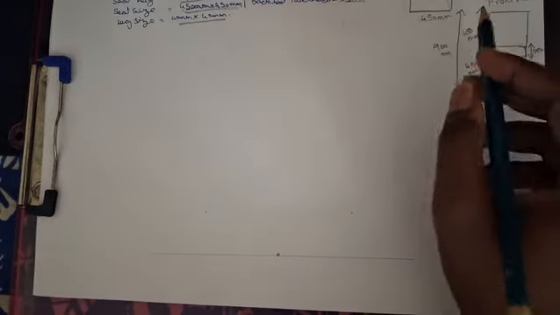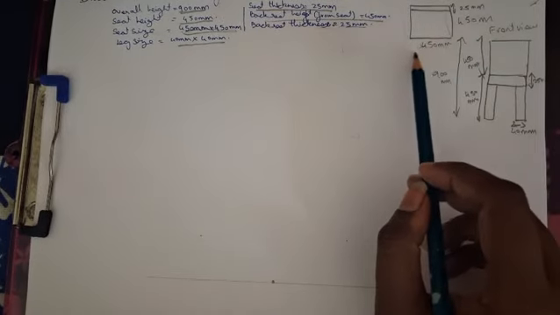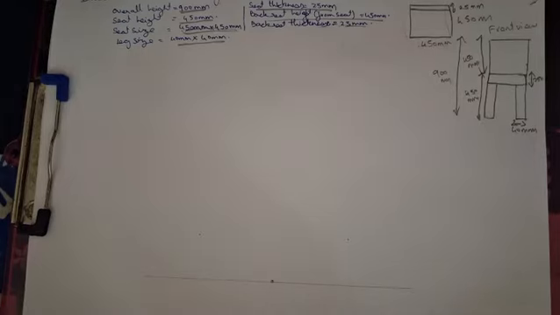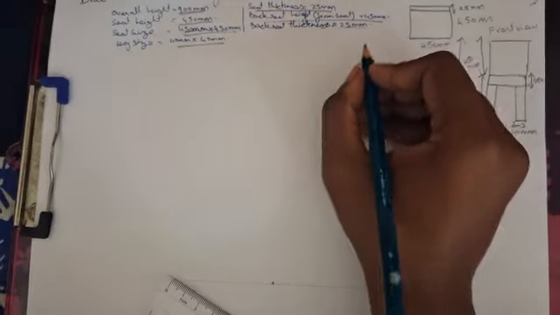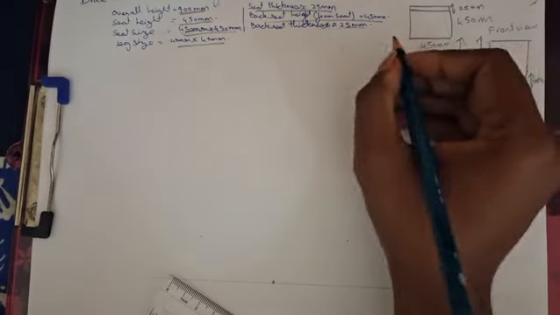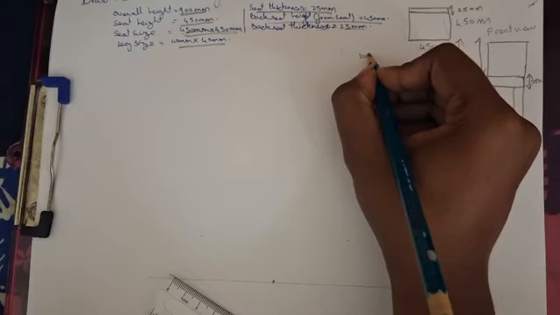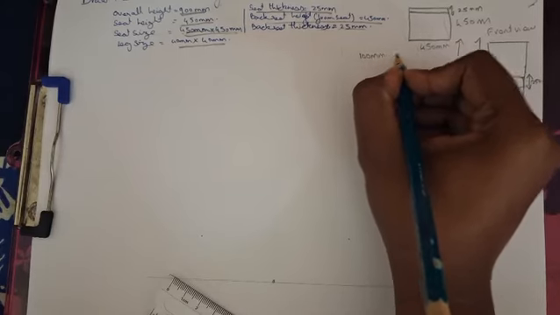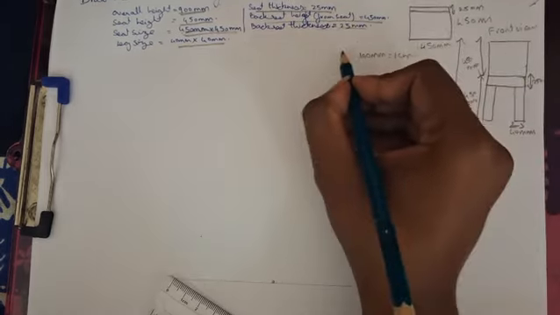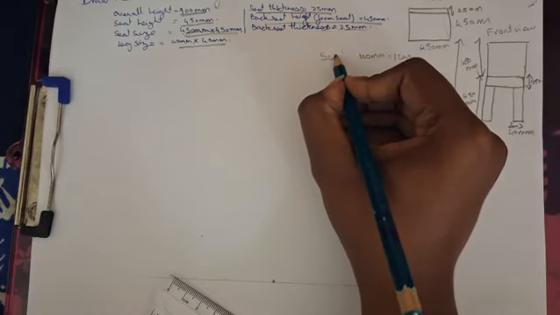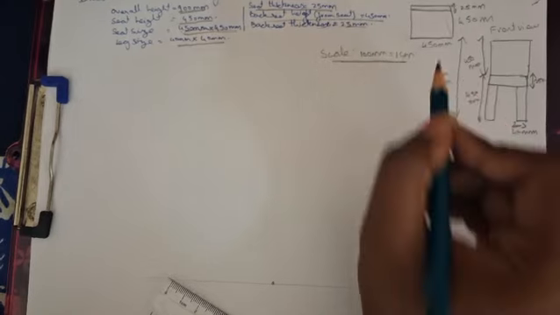I am first going to draw the top view of the chair. The top view of the chair is 450 mm. And let me mark the scale. I am going to mark the scale like 100 mm is equal to 1 centimeter.